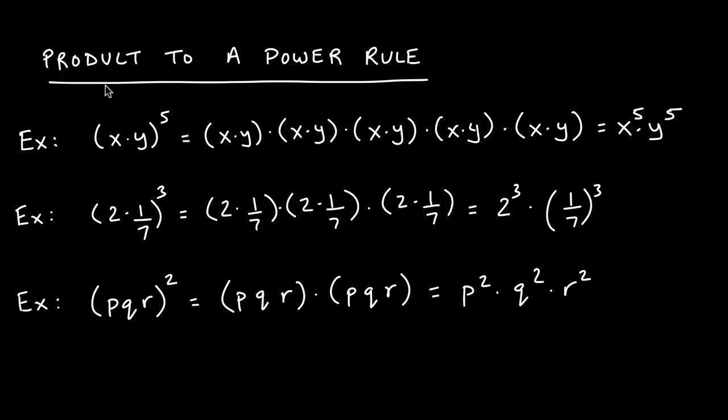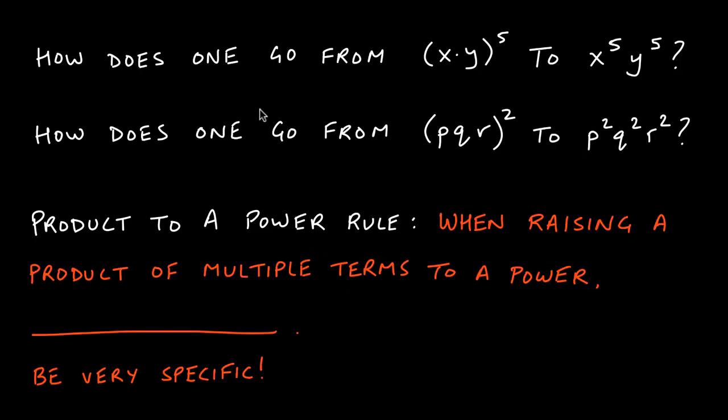Finally, I didn't want you guys to think that the product to a power rule only works with 2 terms. It doesn't matter how many terms you have. So I could have done this as PQRST squared. All that would require me to do is write PQRST times PQRST. And then if I were to start counting the individual variables, I have P times P, which is P squared. And then I would have Q times Q, which is Q squared, R times R, R squared, S times S, T times T.